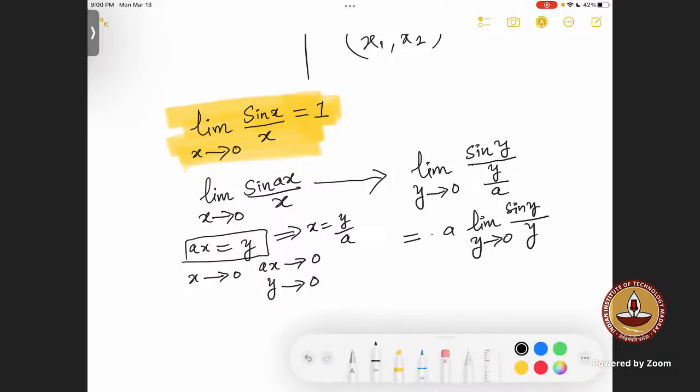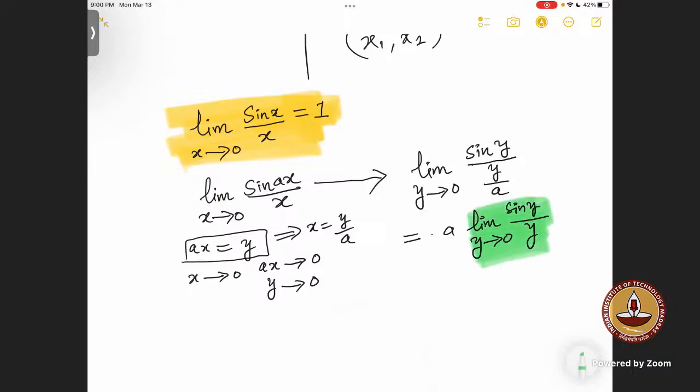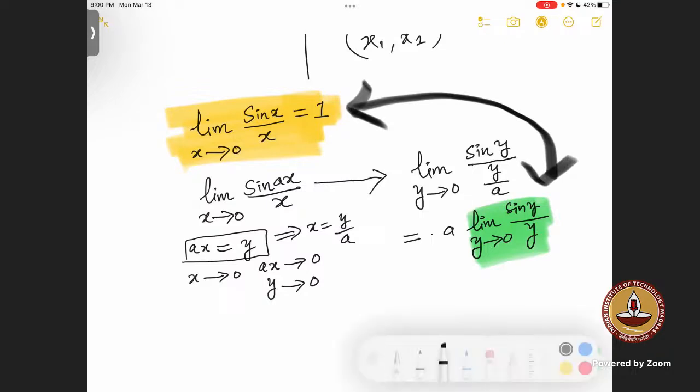Is that clear? Now both of these are the same, right? The variable doesn't matter. So what will be the value of this limit? It will be a. Is that clear?